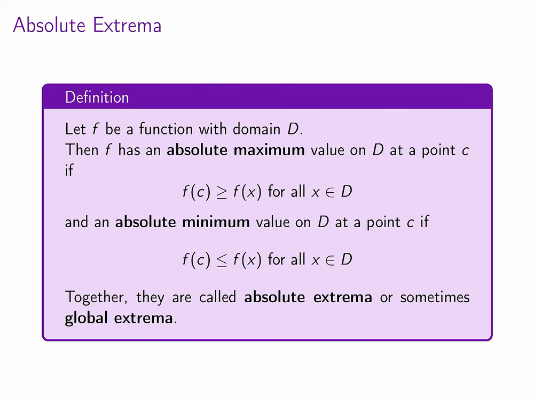Together, these are called absolute extrema. So if you say absolute extrema, you're talking about the absolute maximum and the absolute minimum in general. Sometimes these are also called global extrema. I will generally call them absolute extrema.